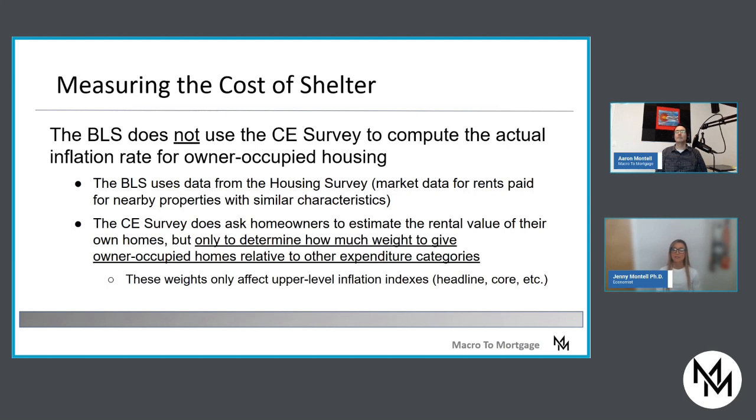The CE survey does ask homeowners to estimate the rental value of their own homes, but again, only to determine how much weight to give owner occupied homes relative to other expenditure categories. So again, these weights only affect upper level inflation indices like headline, core, etc., not the actual housing price itself. It's just used when it's bundled up into a summary index of inflation.